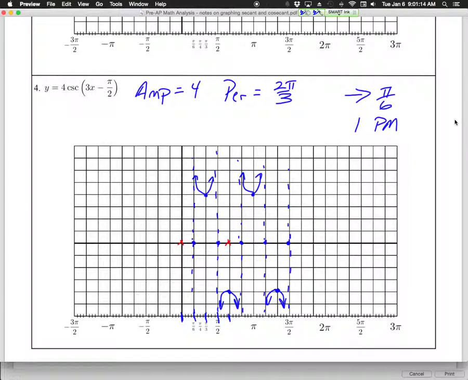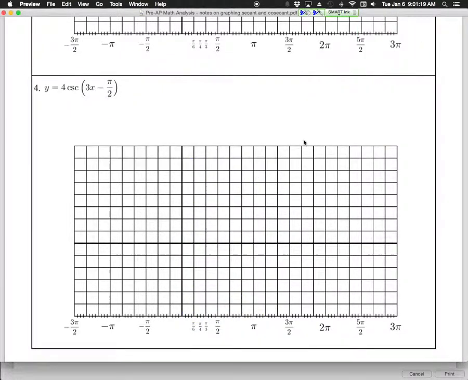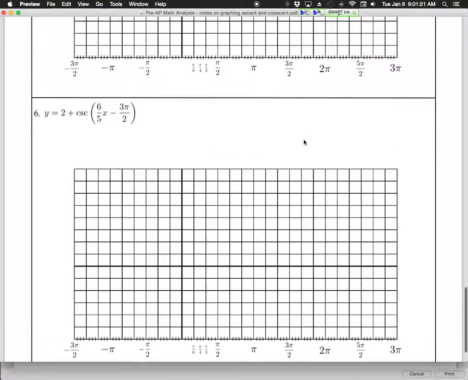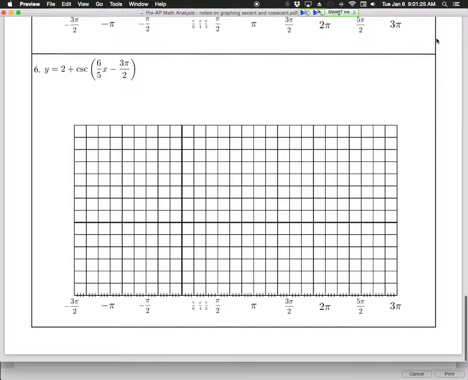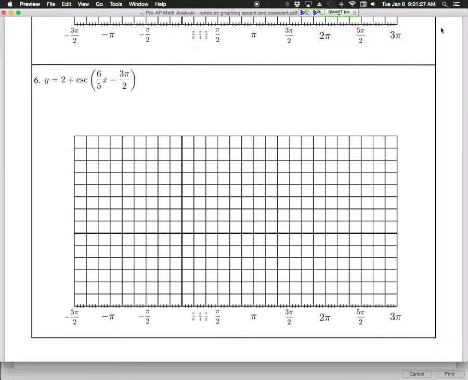All right, let's do one more. I think I want to do number 8. Is there 8 or 6? 6. Sorry. Let's do 6. All right, y equals 2 cosecant of 6 over 5x minus 3 pi over 2.